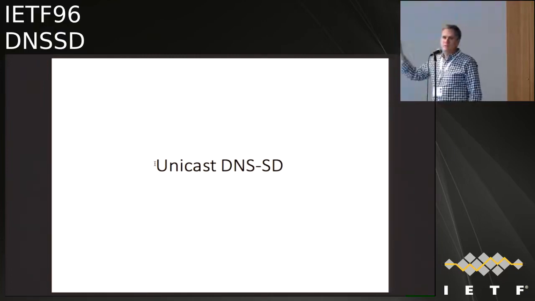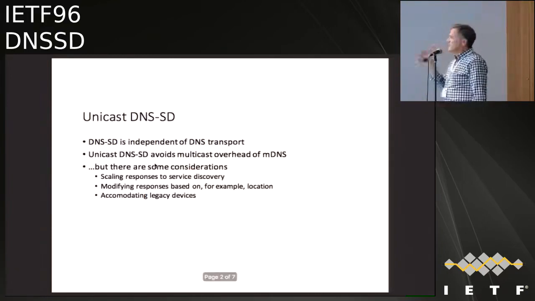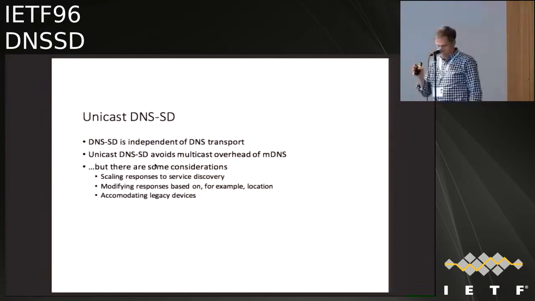So we all know this stuff. I just want to make sure everybody's on the same page. DNSSD is independent of the DNS transport, right? You send the same queries over multicast DNS as you do over unicast DNS, and they get evaluated the same way. You get the same responses back. It's just a question of the transport, whether it's multicast DNS or unicast DNS.